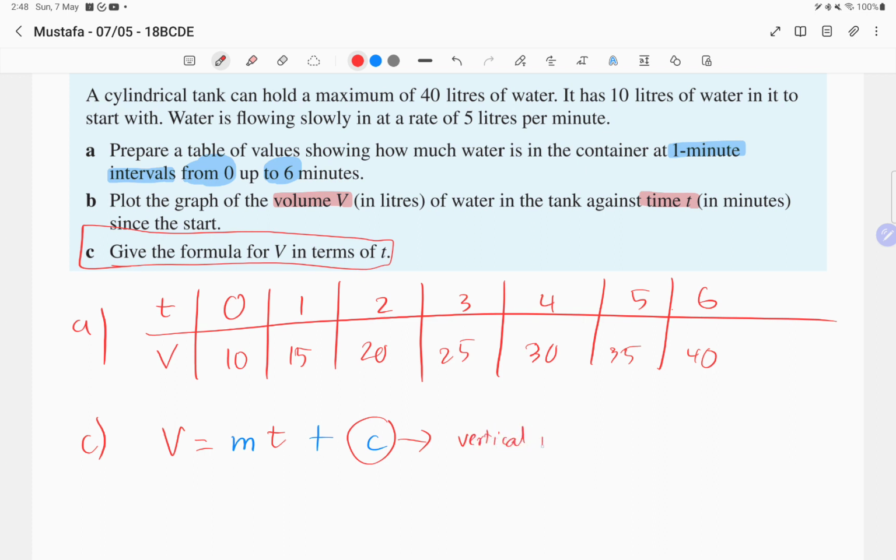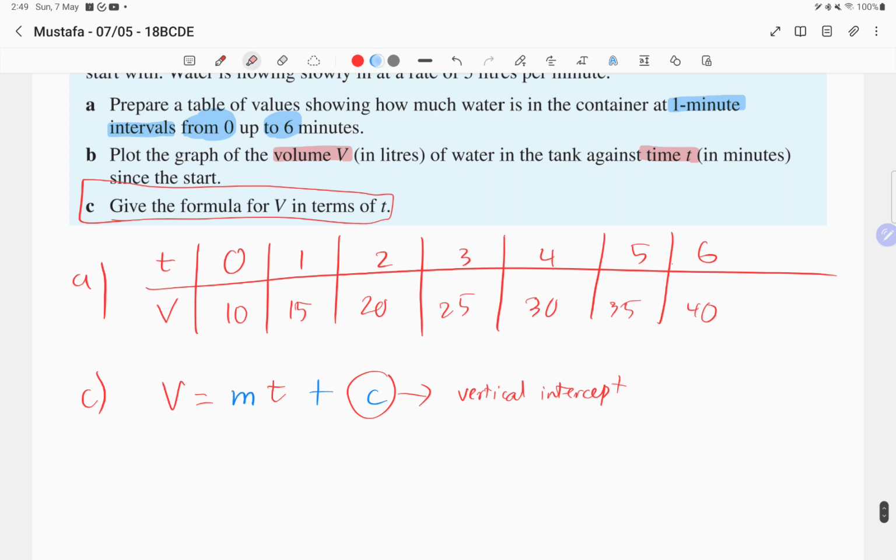Isn't that 1 minute though? No. It's the volume when time is 0. And do we know what it is? 10 liters. This is literally the column that gives you the y-intercept. If this is x and this is y, it's the same: when x is 0, y is 10. So the y-intercept is 10, which means c is 10. So now let's update our formula: mt plus 10.